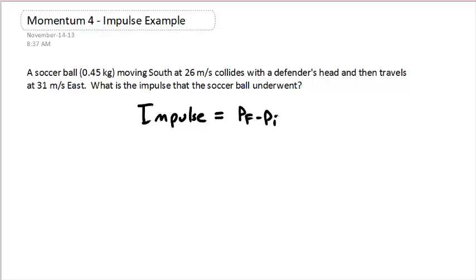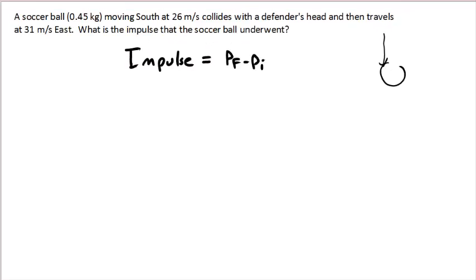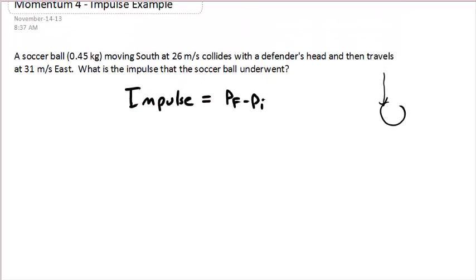So we take a look at this example. We have a soccer ball moving south at 26 meters per second. It collides with the defender's head. So let's just say we have a soccer ball. It's moving south this way. It collides with a defender's head and then travels east. So what we need here is an impulse going sort of this direction to stop the ball from continuing to move south, and to force the ball to go east.